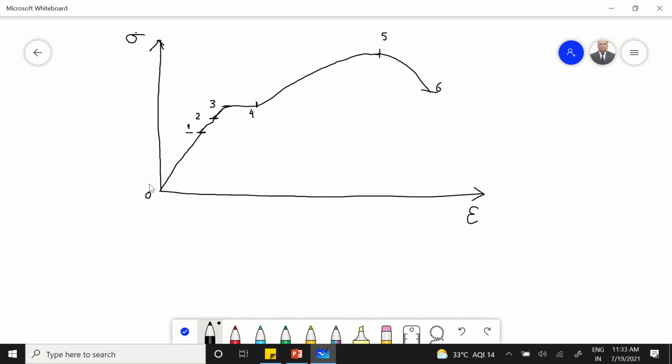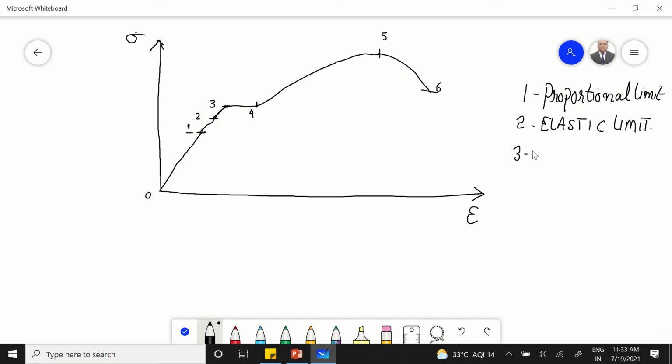Now what are these points 1, 2, 3, 4, 5, 6 on this curve? Let us name them here. Point number 1 we call the proportional limit. Please make sure about all these things. Point number 2 is nothing but your elastic limit.